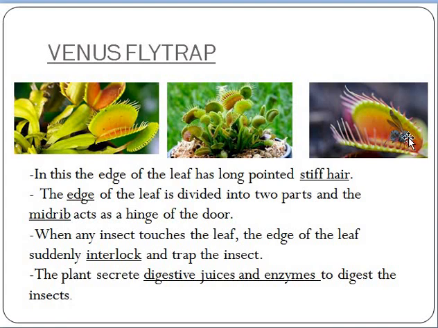Now as the insect is trapped, the insect will be moved further down in the plant, where the plant has digestive juices and enzymes which will help in the digestion of the insect. And once the insect gets digested, what all things will the plant take from the insect? Nitrogenous compounds and salt from the insect. So these are the three kinds of insectivorous plants.